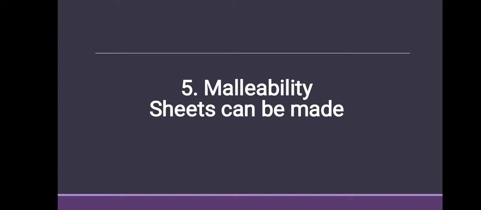Then fifth important property is malleability. Malleability means what? We can make sheets with the help of metals, and this property is called malleability. You might have seen that aluminium sheets are generally used to make the roof of the houses. So this property is called malleability. So only we can make this type of sheets with the help of metals. Nowadays even we can make sheets with the help of plastic also, you might have seen.